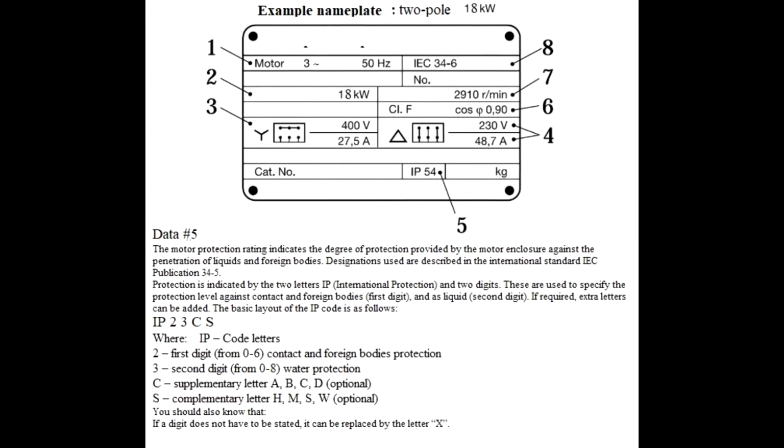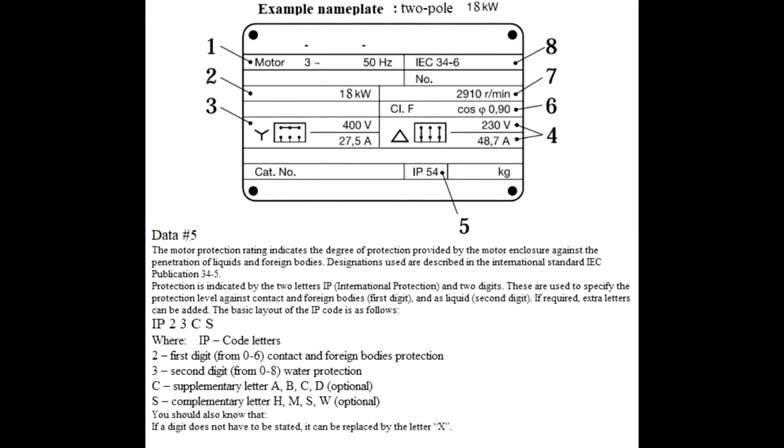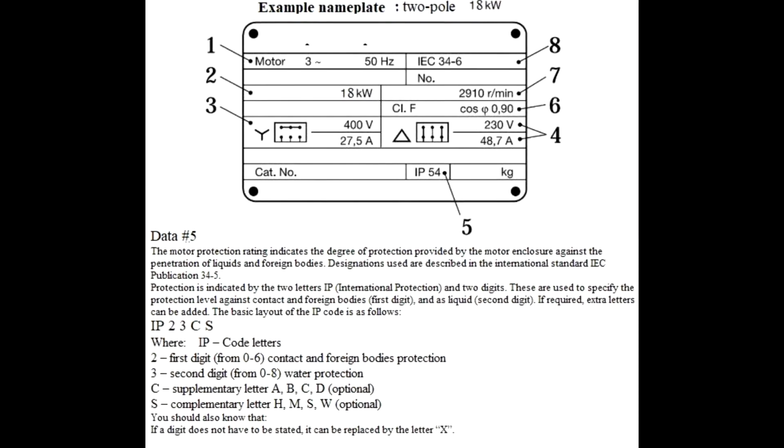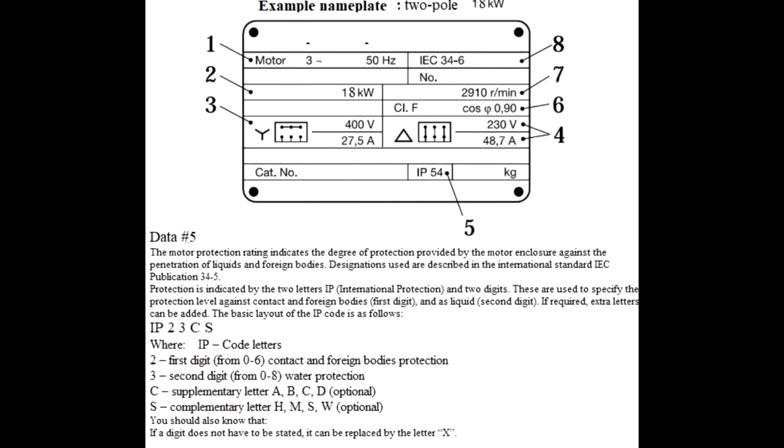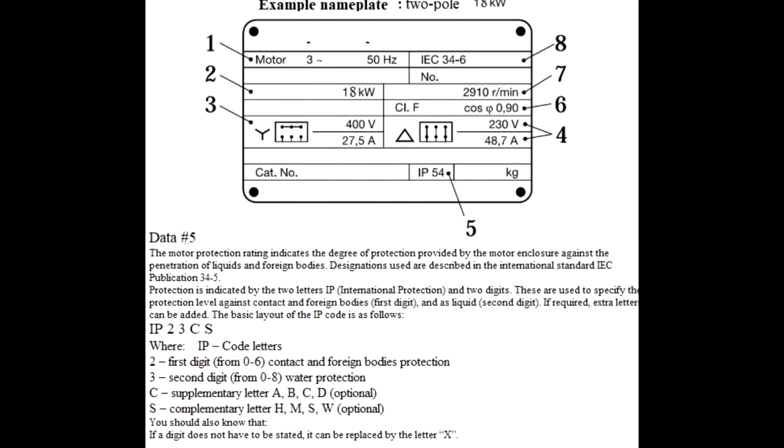The motor protection rating indicates the degree of protection provided by the motor enclosure against the penetration of liquids and foreign bodies. Designations used are described in International Standard IEC publication 34-5. Protection is indicated by the 2 letters IP, for international protection, and 2 digits. These specify the protection level against contact and foreign bodies, first digit, and against liquid, second digit. If required, an extra letter can be added.